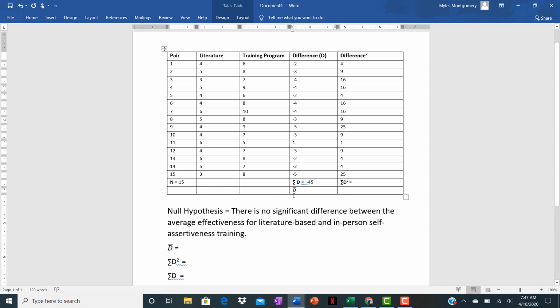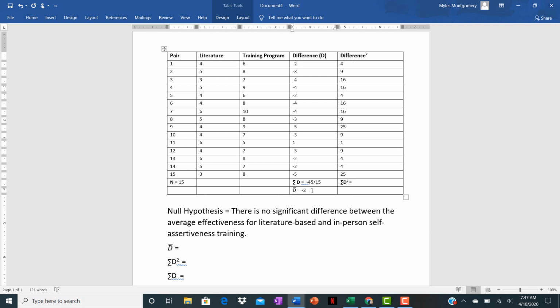Then we have D bar. Well, I already told you earlier in this presentation that anything that has a bar over it is likely asking you for the average. So in order to find the average here, we're going to have to divide the total sum, which we added all up as -45, by the total number, which is 15. So if we divide sigma D by n, we're going to get, I'm just going to give it to you, -3.